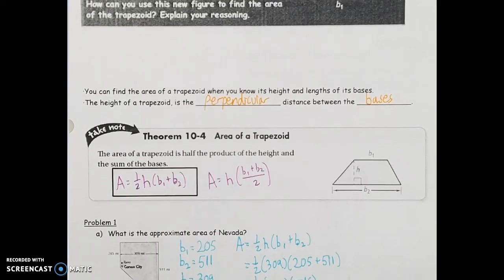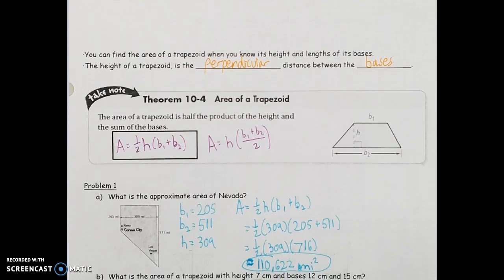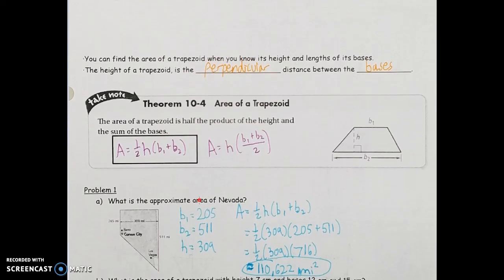So in our first question, if we're using that trapezoid area formula to find the approximate area of Nevada, first of all, this should work because it's roughly trapezoid shaped. If I use the left and right hand sides as my two parallel bases, again, maybe not quite parallel, but close enough for our purposes, I can use that as base length 1 and base length 2. So I know that's 205 miles and 511 miles.